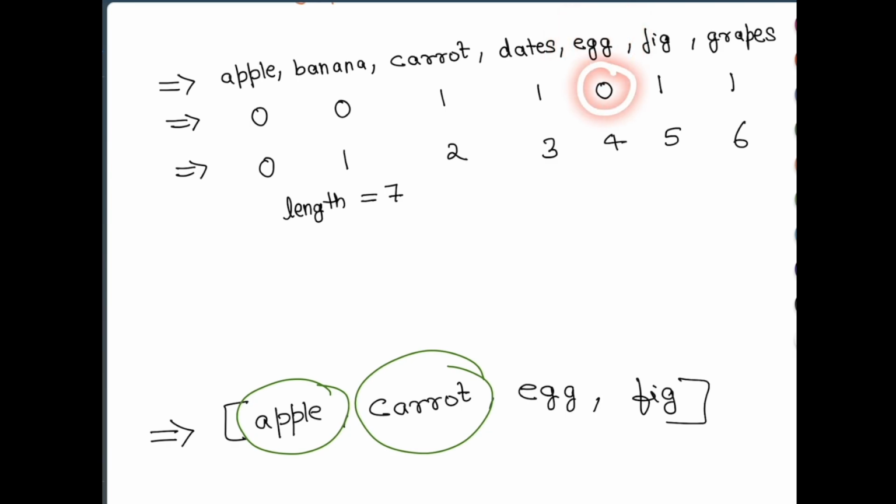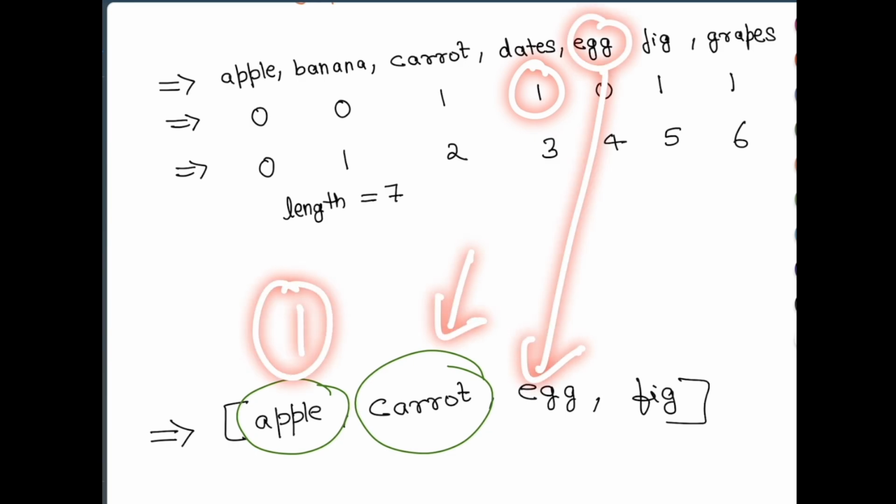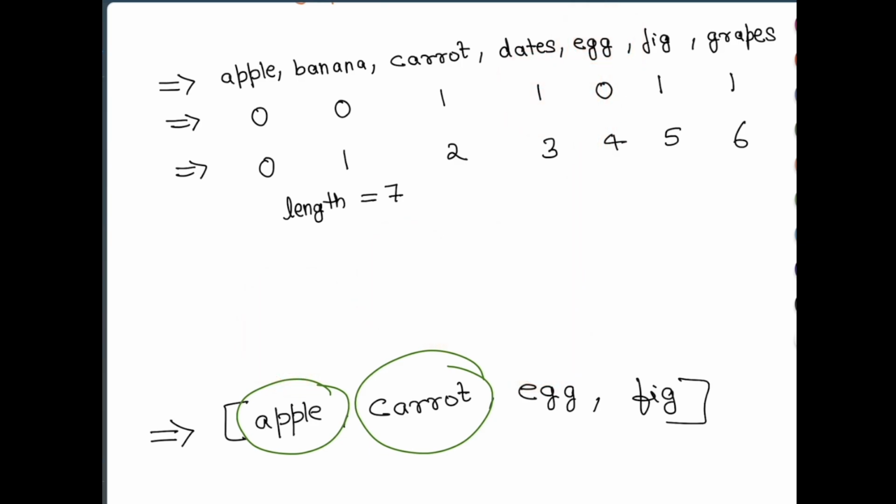Egg is of group 0. The last element is of group 1. If the last element is of group 1, we might have stored an element or a string of group 1. So we can store egg, right? So now this is 1, this is 0, this is 1, right? We are storing alternating numbers or alternating strings with alternating group numbers, right?